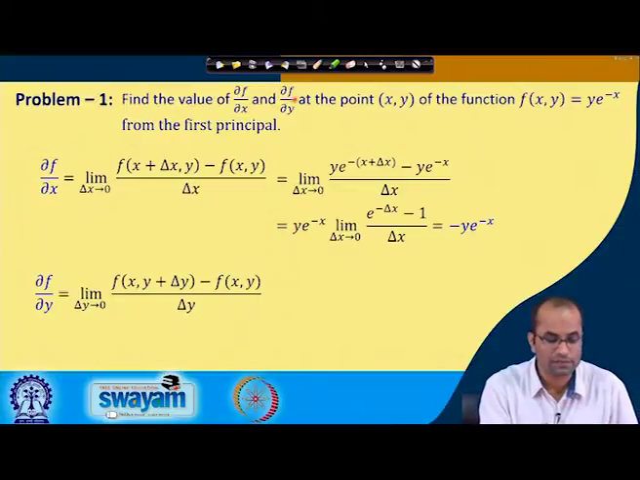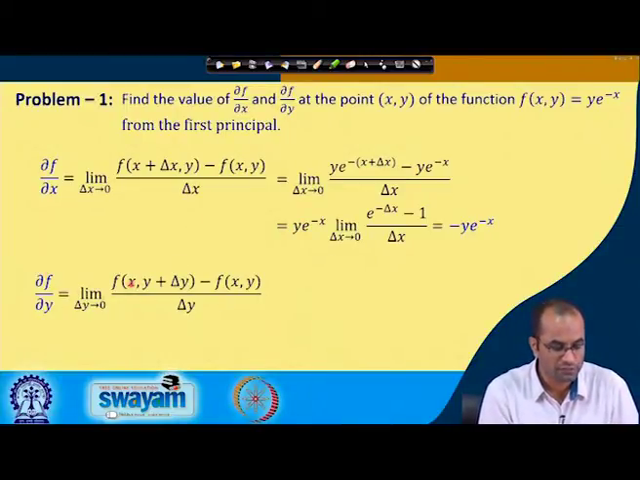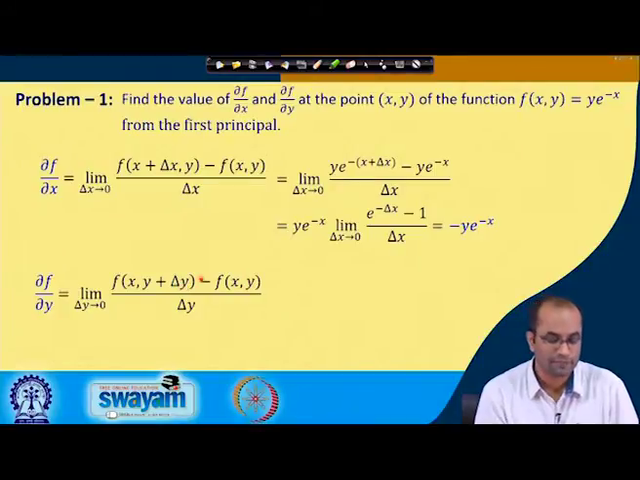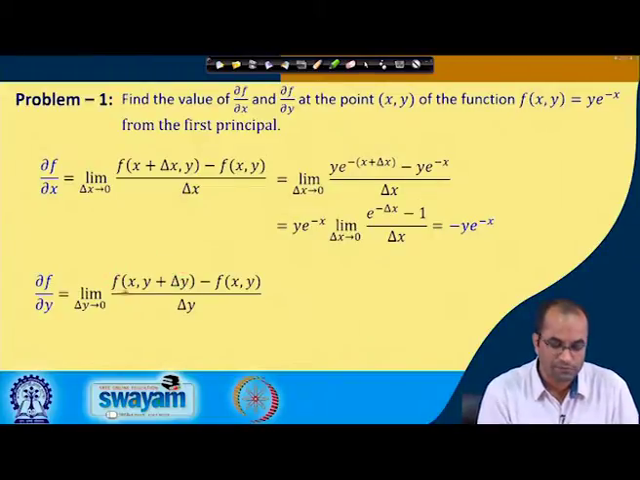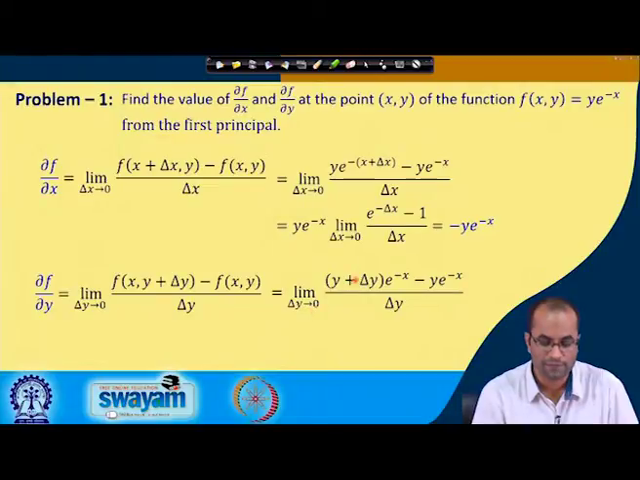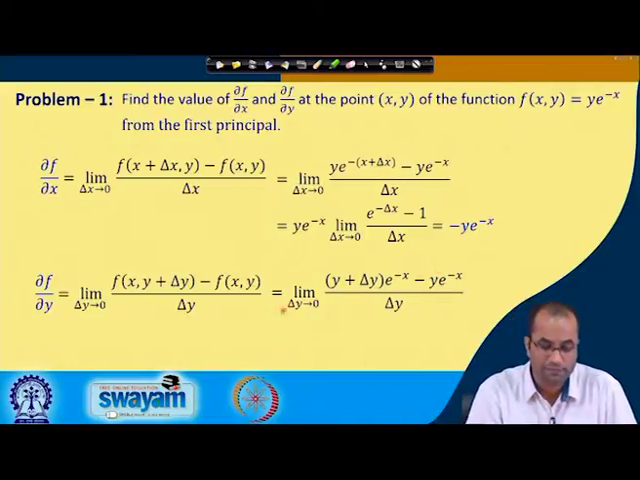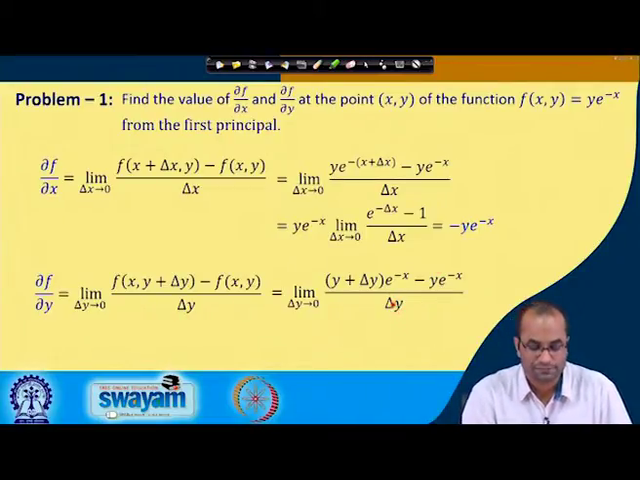Now, for the partial derivative with respect to y, our definition will change. So, x will remain as it is, and there will be an increment in y. So, f(x, y plus delta y) minus f(x, y) divided by delta y. So, now substituting this in the function, we have (y plus delta y) e power minus x, minus the function y e power minus x, and divided by this delta y.